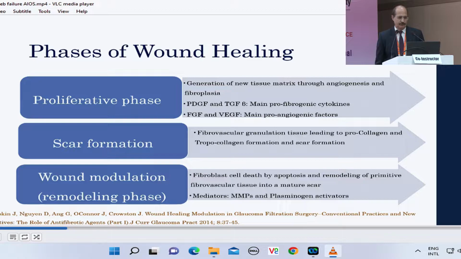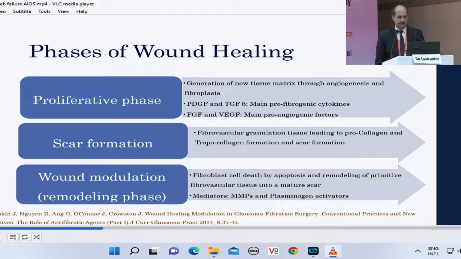Then comes the proliferative phase, which happens around 1 week, in which there is generation of new tissue matrix through angiogenesis and fibroplasia. The platelet-derived growth factor and the TGF-beta are the main pro-fibrogenic cytokines, while the fibroblast growth factor and the vascular endothelial growth factor are the main pro-angiogenic factors. Scar formation occurs around 2 weeks, that is around day 14. The fibrovascular granulation tissue starts, leading to development of procollagen, tropocollagen, ultimately collagen formation.